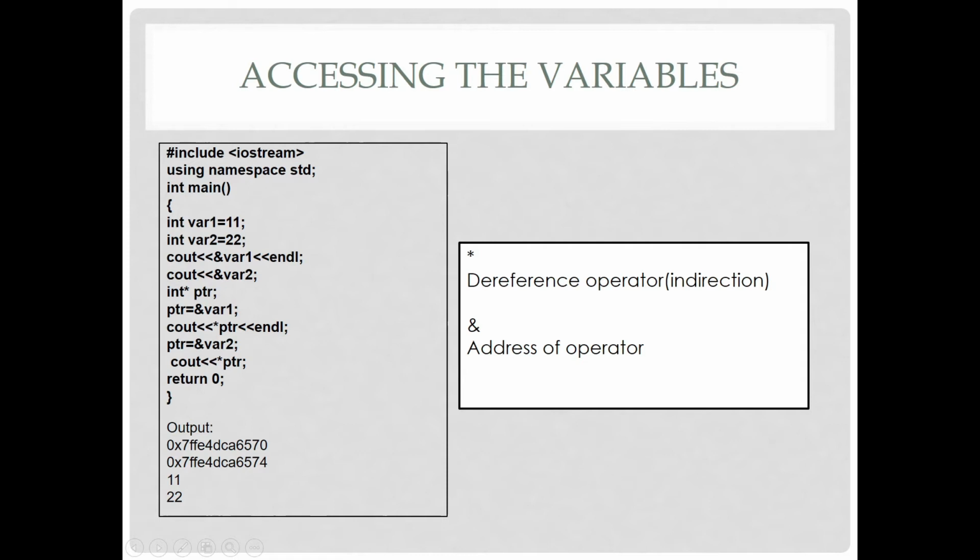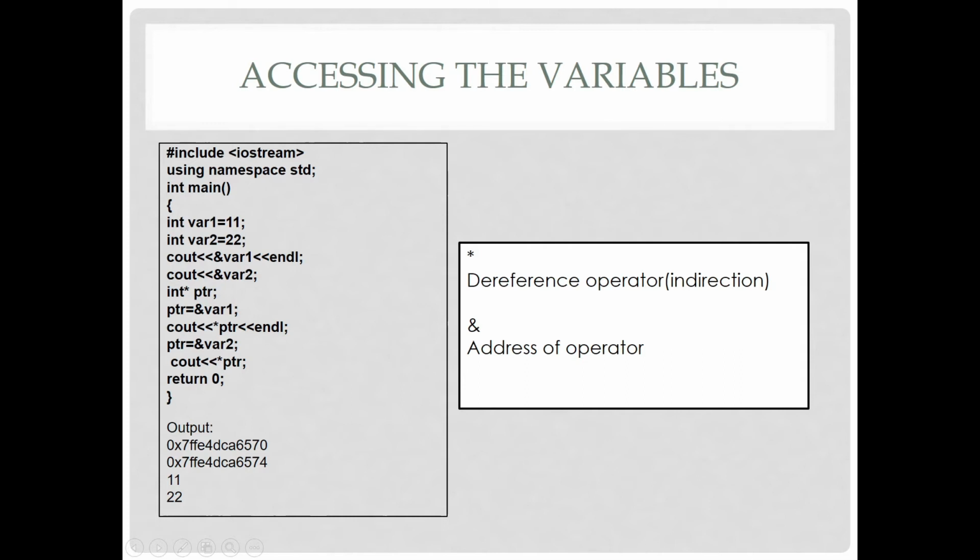Now what is there in this address? The value of var1 is there inside this address. So what is var1? 11. So in this case, cout star ptr will display the value of that particular variable.